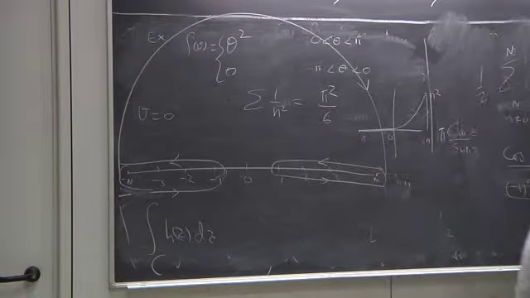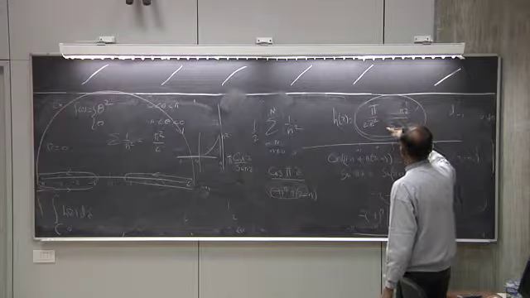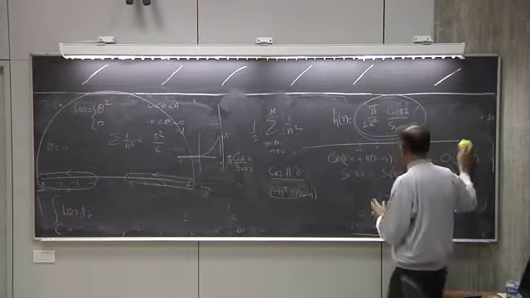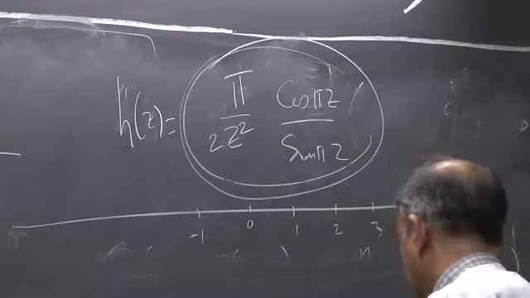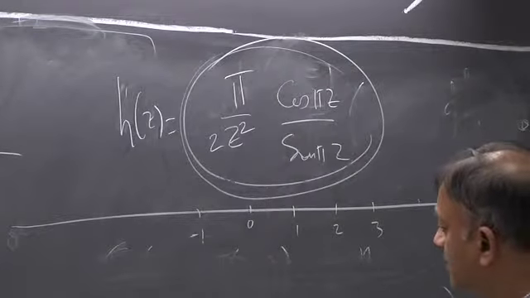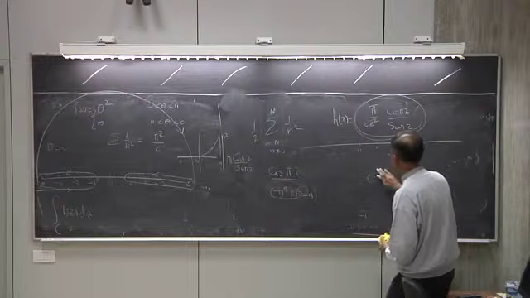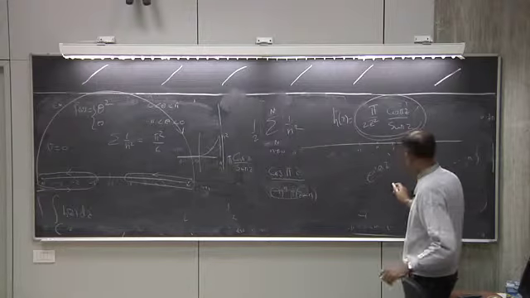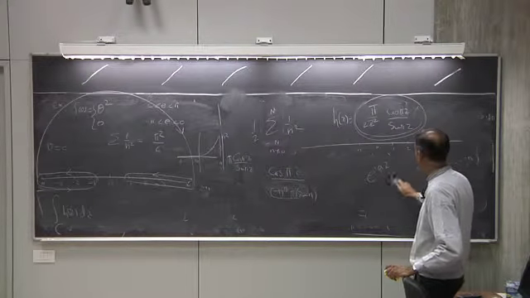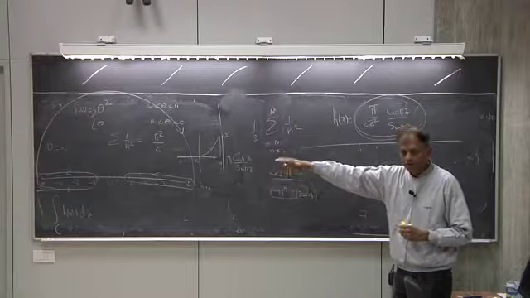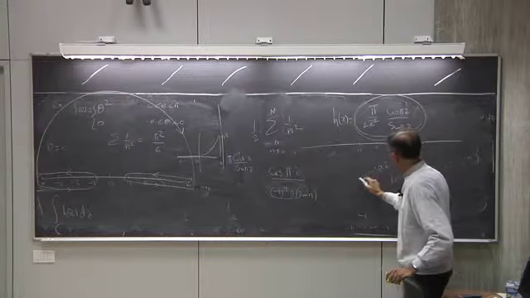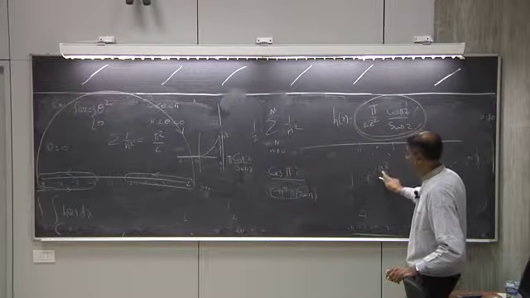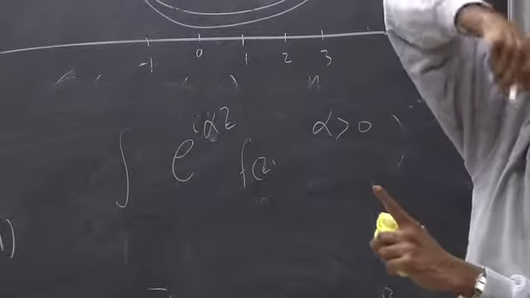You can show, because you remember why the Jordan lemma worked. The main reason for Jordan lemma to work was that the function was e to the i alpha z, where alpha is positive, times any function f of z which vanishes uniformly at infinity, and so on. Now, this integral over the upper half circle was vanishing.